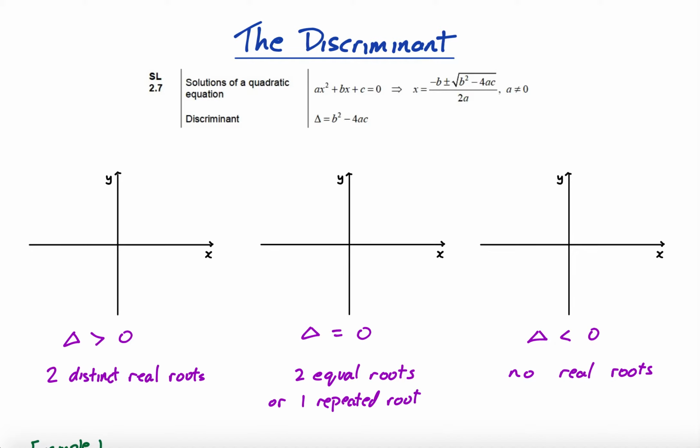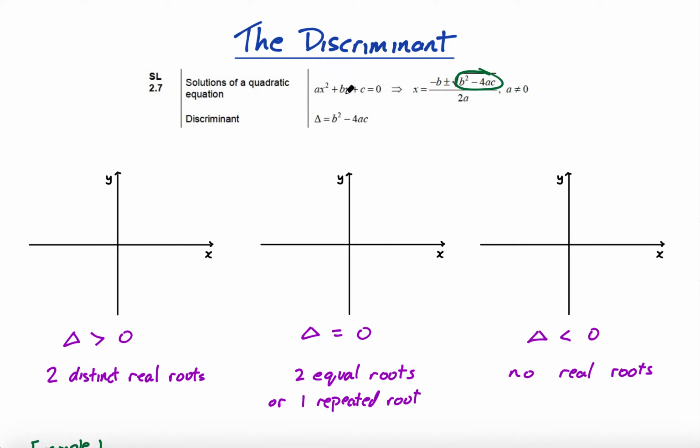Hi everybody. So in this lesson we're going to look at the discriminant, what it is and where we use it. So firstly, in the formula booklet, section 2.7, we are given this. This is our quadratic equation and the formula, and this is the discriminant, b squared minus 4ac. It is this part of the quadratic formula.